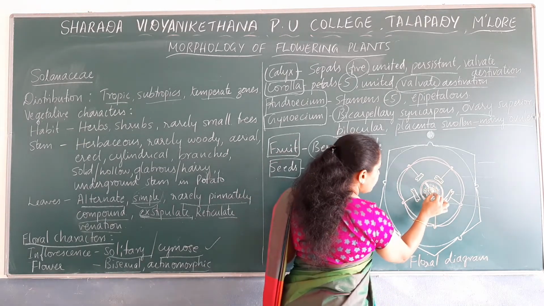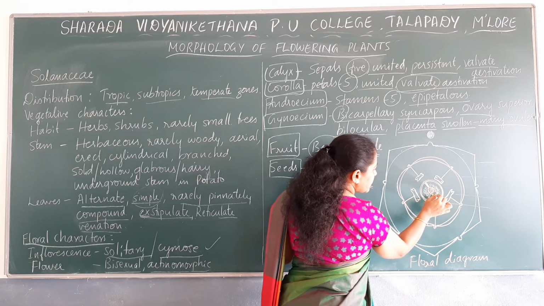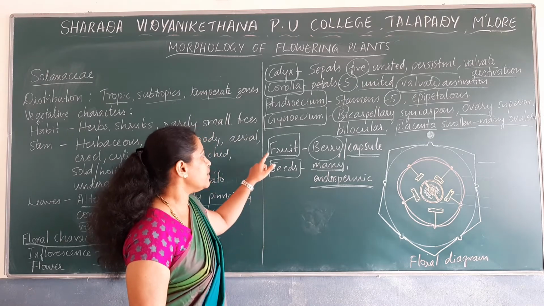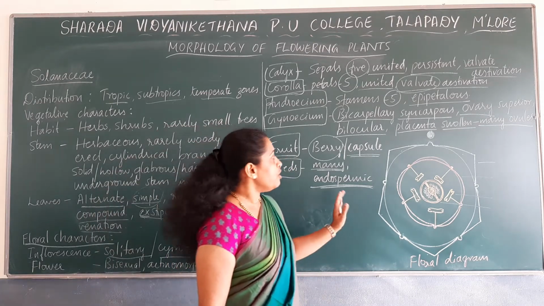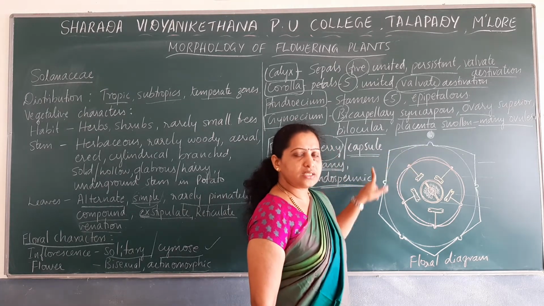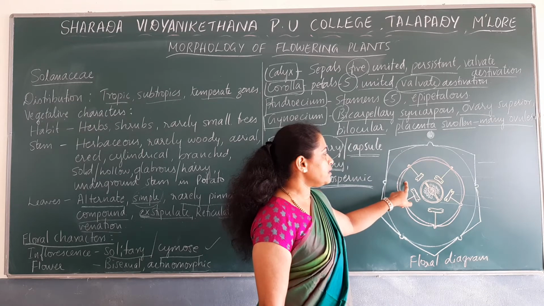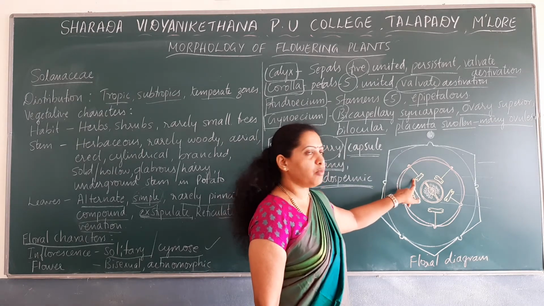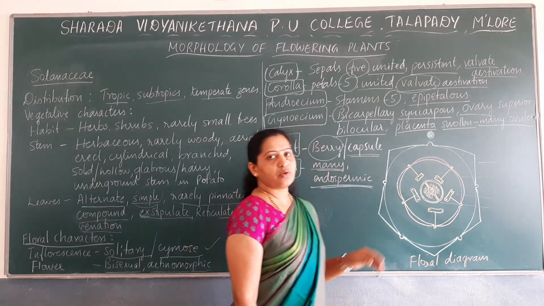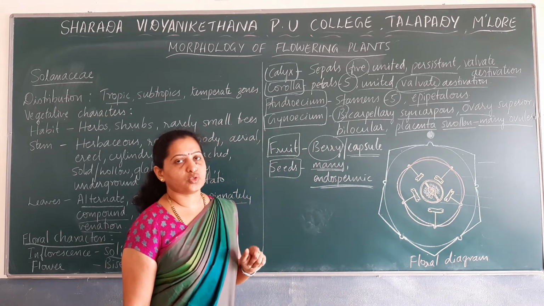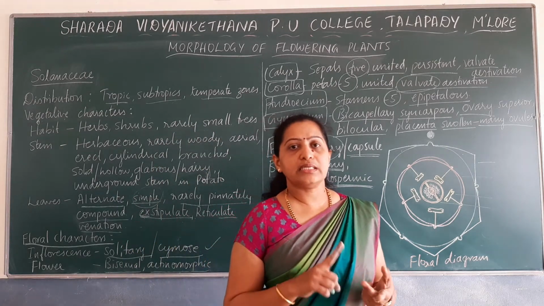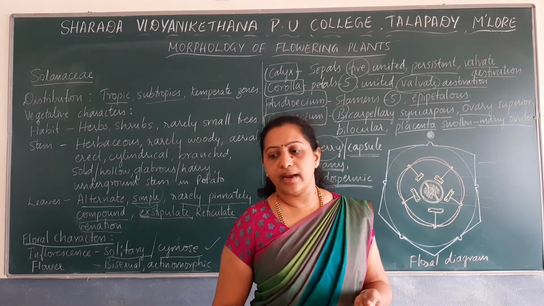The placenta is swollen. This is the placenta which is swollen. Attached to the placenta there are many ovules. Then fruit, maybe berry. So we usually represent the position of the mother axis, the position of the sepals in a calyx, petals in a corolla, the position of stamens in the androecium, and we also represent the gynoecium in the floral diagram. So what are the things that we have to note down in the floral diagram? Position of mother axis, calyx, corolla, androecium and gynoecium.